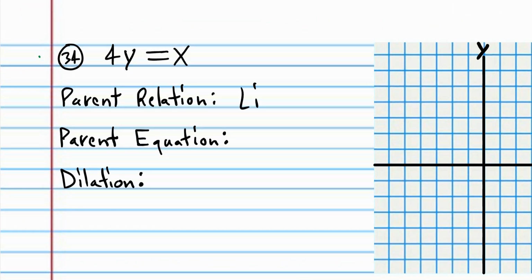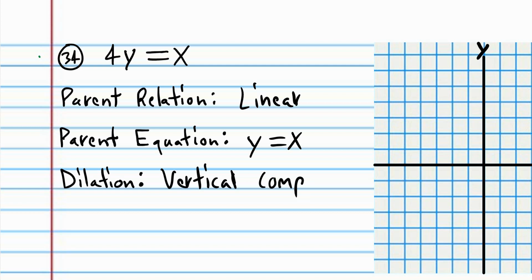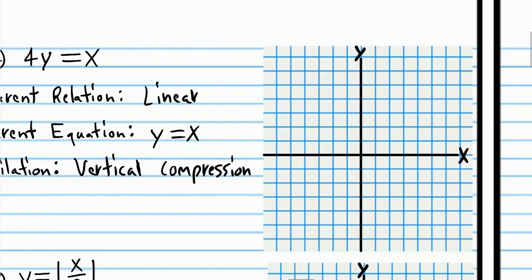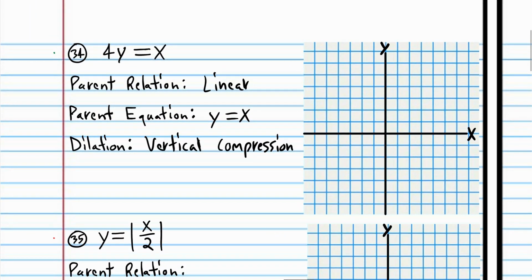Okay, we're back. Obviously, this is the linear parent relation, and y equals x is the parent equation. It's a vertical dilation because we're doing something to y, and of course we're multiplying, so it's a compression. Again, we're going to draw the same parent graph, which is going to look like this.